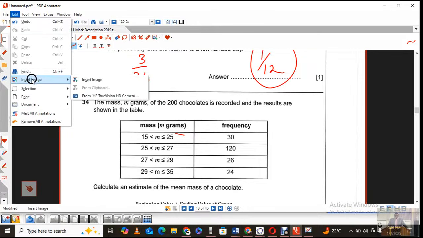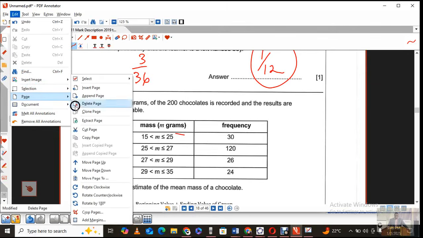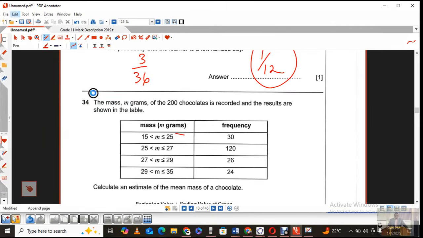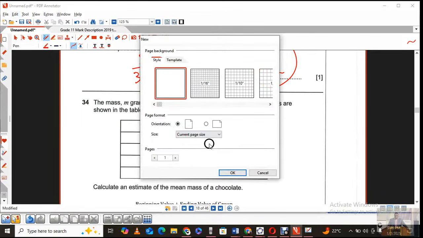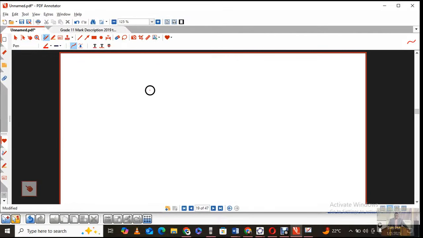Let's say we insert a page. Okay, let's say we append a page maybe. So if I was to give you values like 6, 7, 8, and let's say 9, and even 5 for that matter.